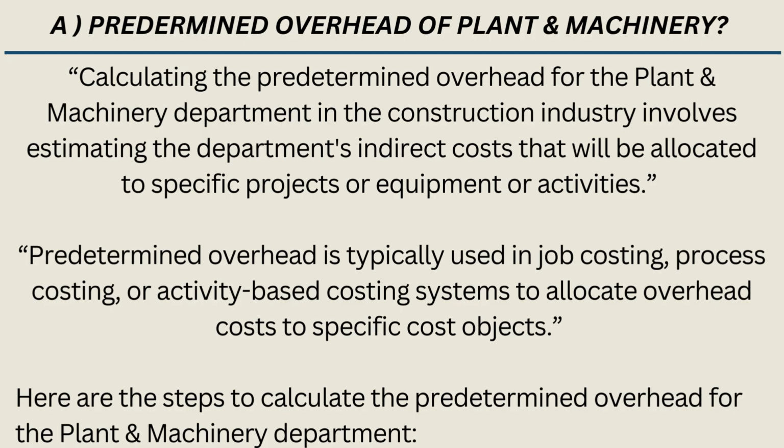A. How to calculate the predetermined overhead of plant and machinery. Calculating the predetermined overhead for the plant and machinery department in the construction industry involves estimating the department's indirect costs that will be allocated to specific projects or equipment or activities. Predetermined overhead is typically used in job costing, process costing, or activity-based costing systems to allocate overhead costs to specific cost objects. Here are the steps to calculate the predetermined overhead for the plant and machinery department.